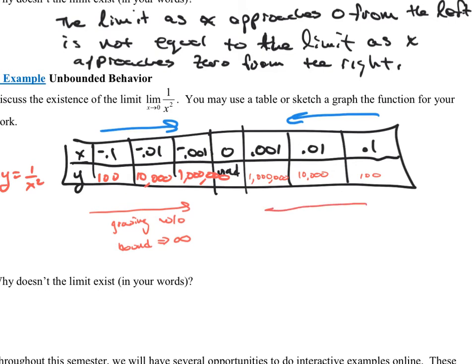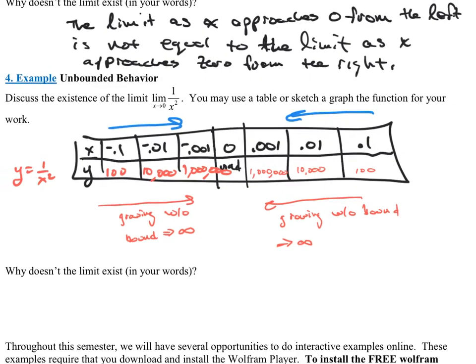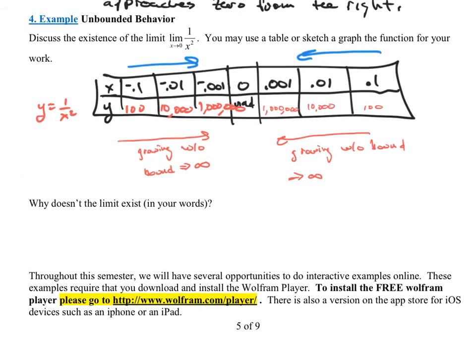Let's come in from the right again. I went 100, a 10,000, a million. Again, it's also growing without bound. It's the exact same thing, right? Which tells me that it's also approaching infinity. So does the limit exist? Well, no, it doesn't exist.